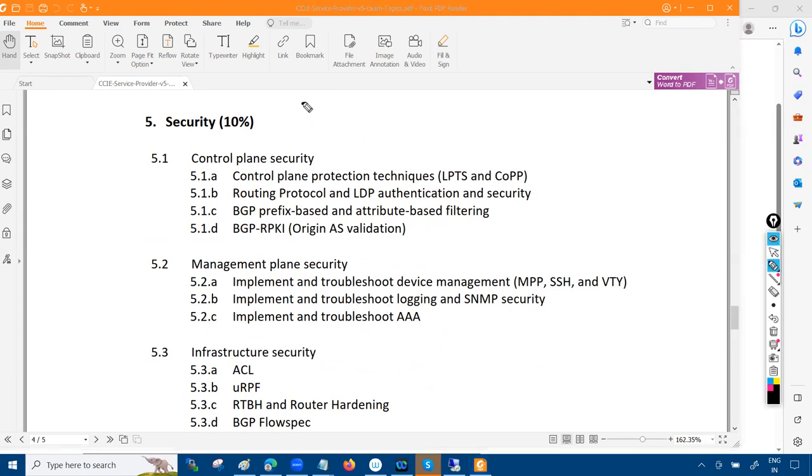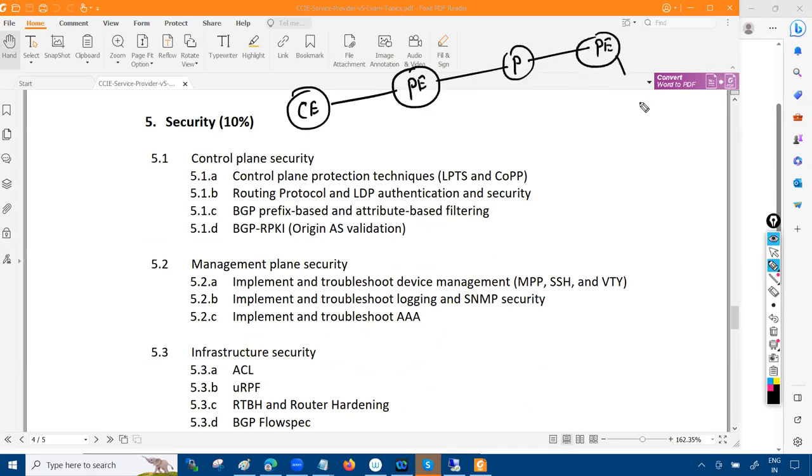So take an example, this is the CE, right? This is the PE. This is the P router. Another P router. And this is the CE router. So this is interface 0/0, this interface 0/1, this interface 0/0, this interface 0/1. Quick question to you guys. Okay, on which interface am I going to run the MPLS? Tell me. On which interface am I going to run the MPLS?